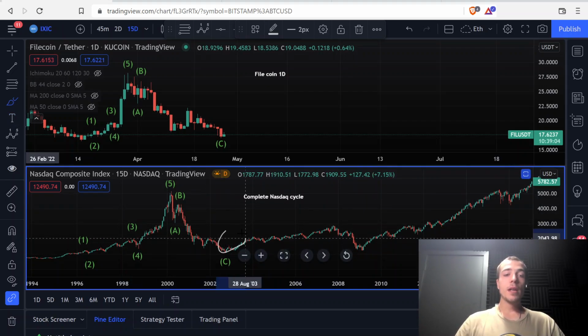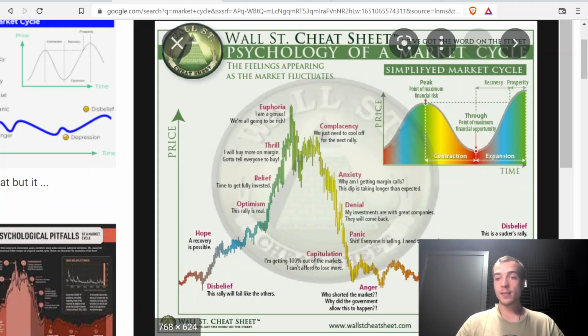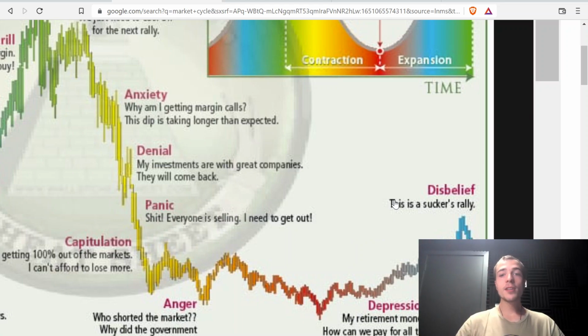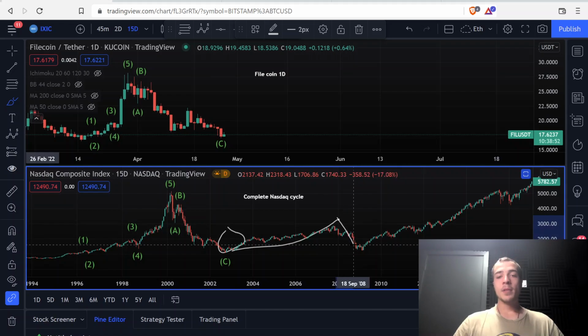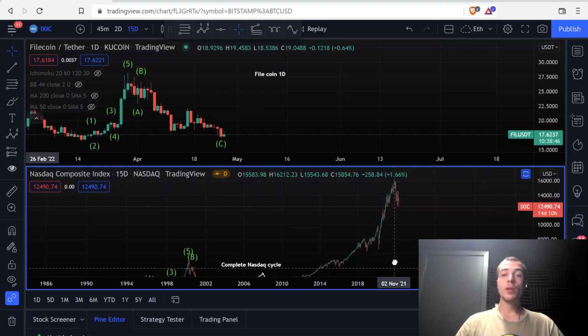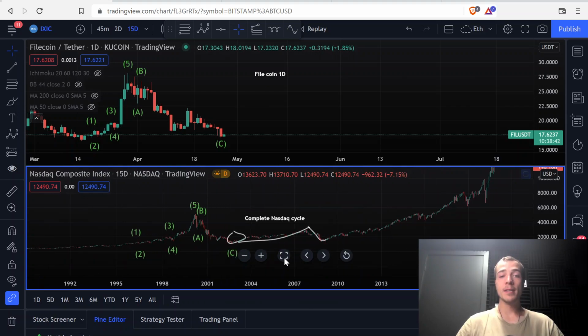Now it came out of that depression, it went to the disbelief phase, right here, where everybody says, this is a sucker's rally, only dummies are buying this, you know? And then it comes and tests support again, and of course, look what happened to the NASDAQ afterwards. The NASDAQ went into a new bull market and started a new market cycle, because that's the way that these market cycles work.